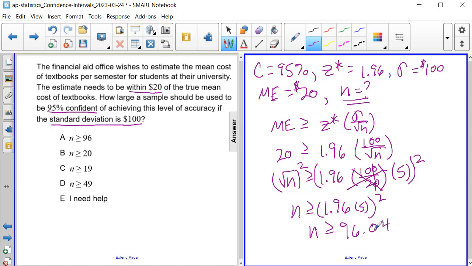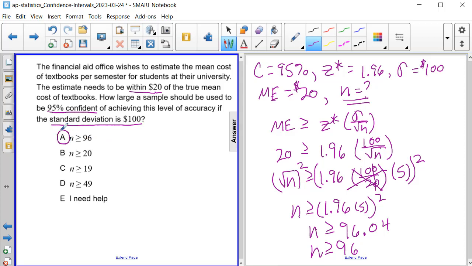96.04 of a person. And since that is very, very close to 96, if we were to substitute 96 into our formulas, we would get the desired value or values for our confidence interval. So we can round this down to 96. So our sample size must be at least 96 people, or answer choice A.